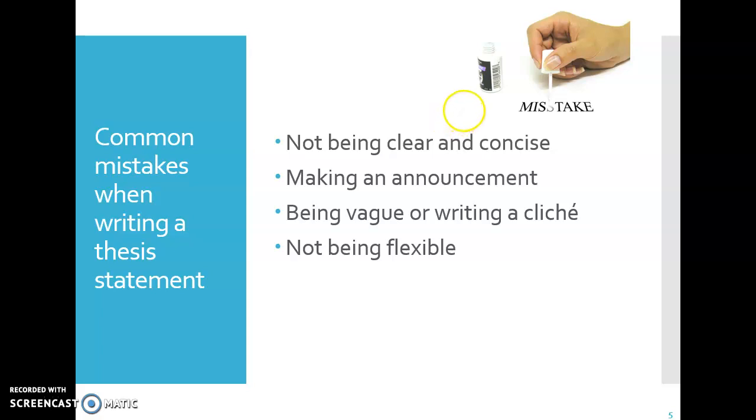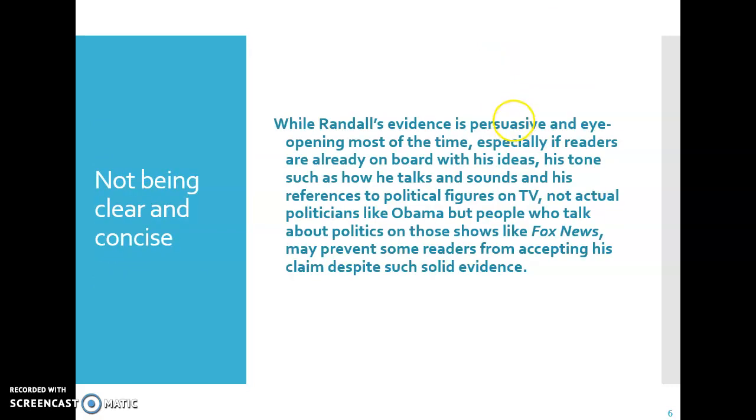These are mistakes people often make. Not being clear and concise, making an announcement, being vague, or just not being flexible. This is not a clear, concise thesis statement. It's just too much here. It is one sentence, a legal sentence, I'll add. It's not a run-on, but it's just rambly, hard to follow, and it's too much.